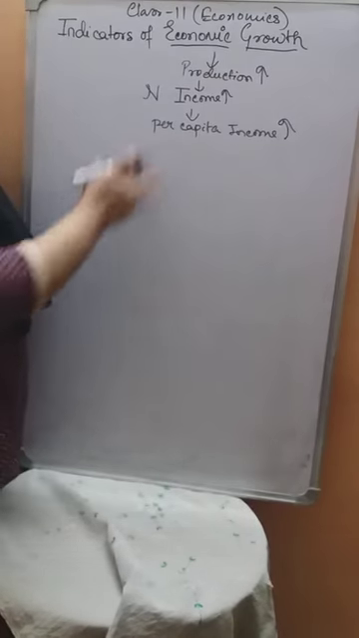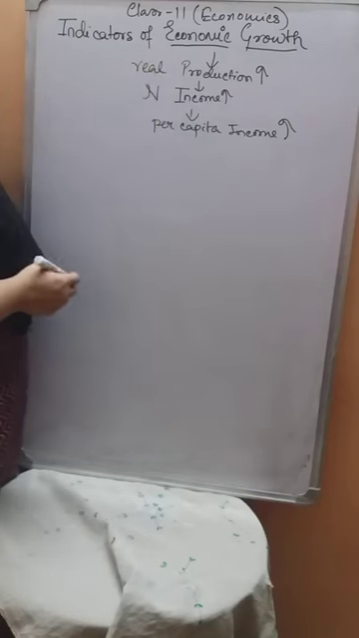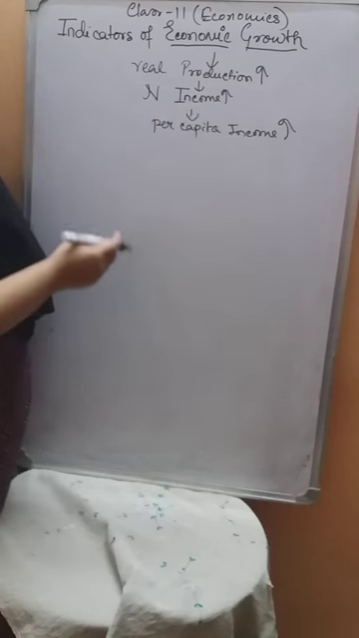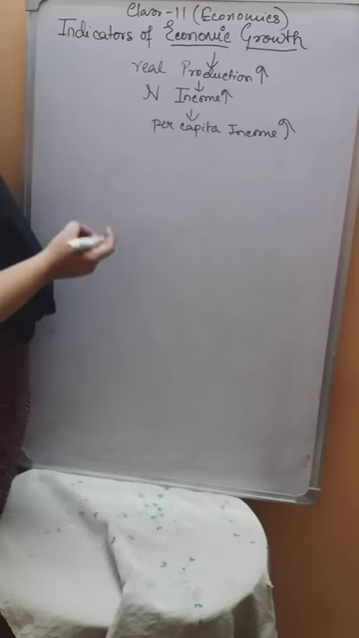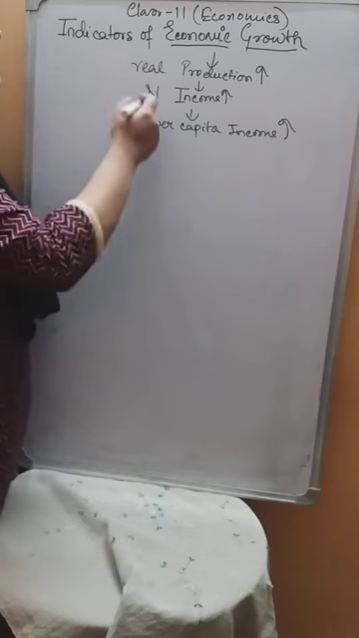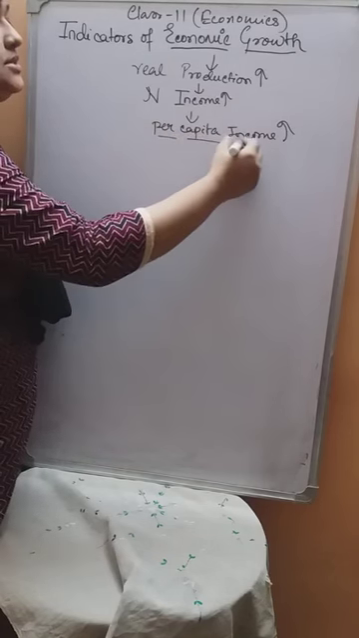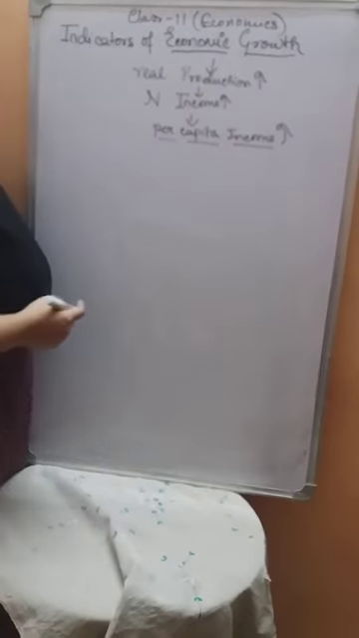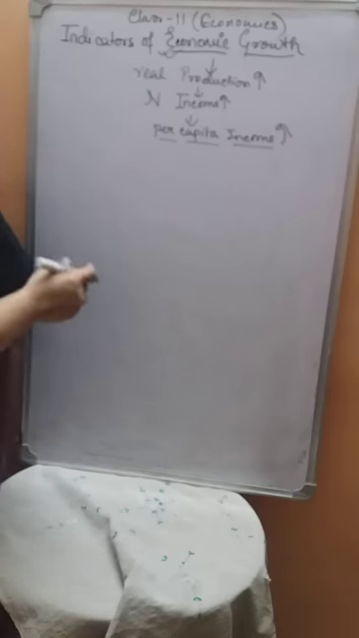So when any nation's production increases, now we are talking about real production, meaning the national income should not increase only due to inflation or price rise. There must be a real increase in the production levels, and that should increase the nation's income, and when distributed, the national income should increase the share of income received by every person. So these three are indicating that economic growth is taking place within a nation.